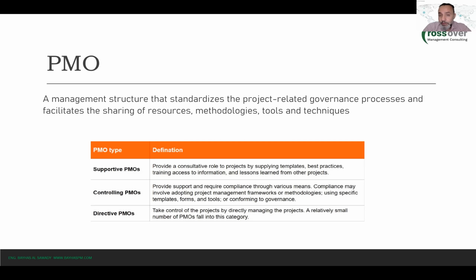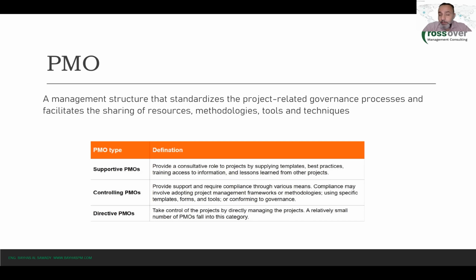But they don't interfere directly with the project manager's work, or control the project manager's work, or require the project managers to comply with certain processes or certain policies, for instance, or procedures. Okay, it's only supportive level, right?